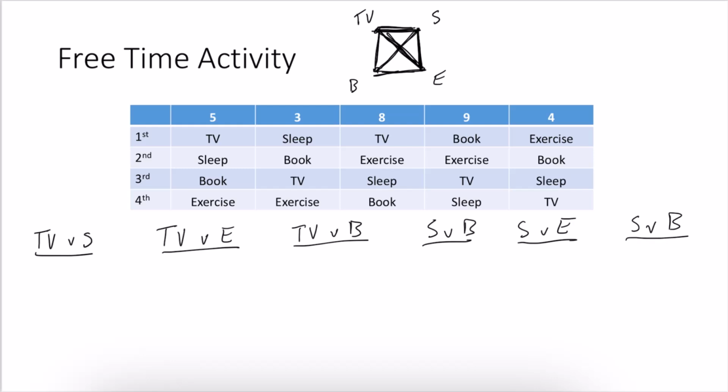And then reading a book can be paired with TV, which we already have. It can be paired with sleeping, which we already have. And it can be paired with exercise. This should have been an exercise. It can be paired with reading a book.